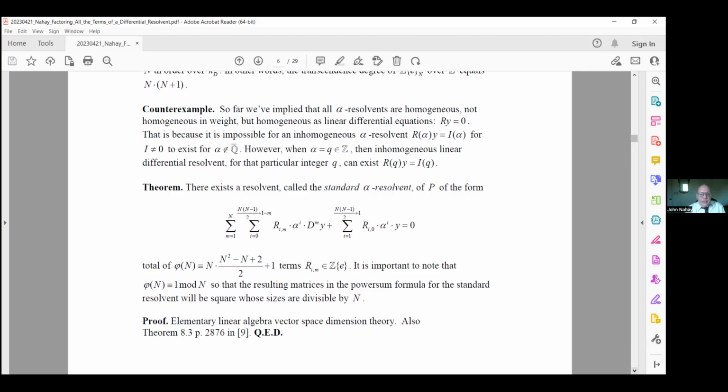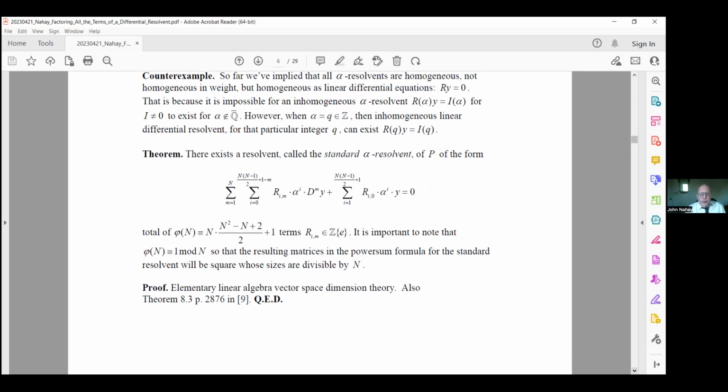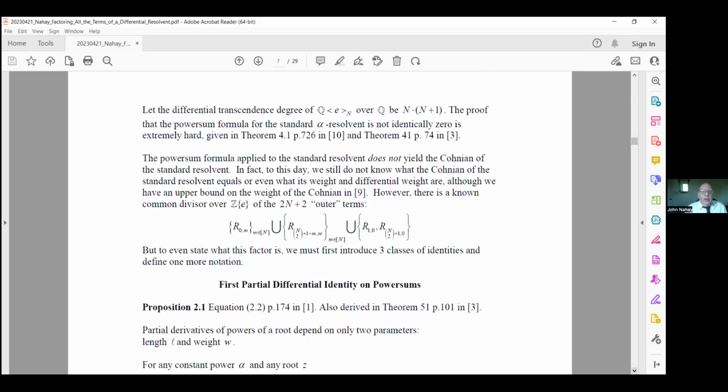So this just follows. This is just basic linear algebra, vector space theory. Okay. So again, we're going to be talking about differentially transcendental coefficients of the polynomial. The proof that this power sum formula for the standard alpha resolvent is not identically 0 is extremely hard, but it's done. The power sum formula applied to the standard resolvent does not yield the conian of the standard resolvent.